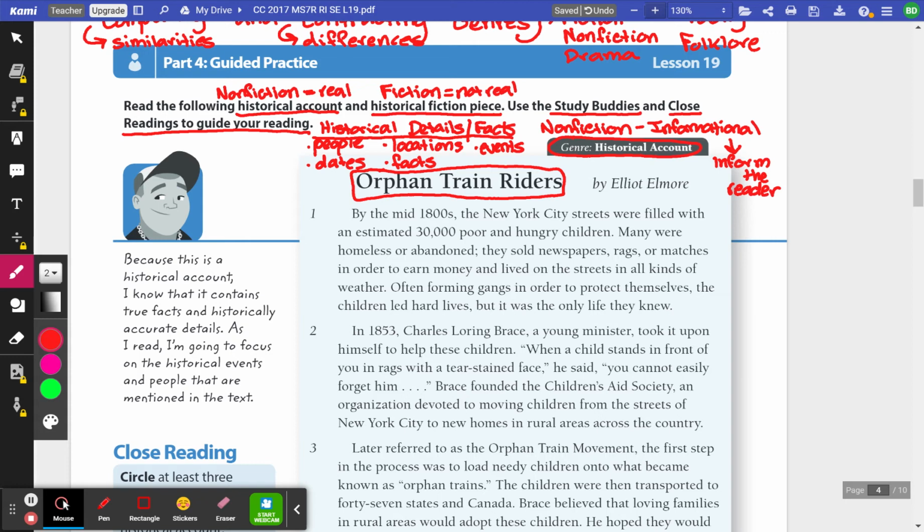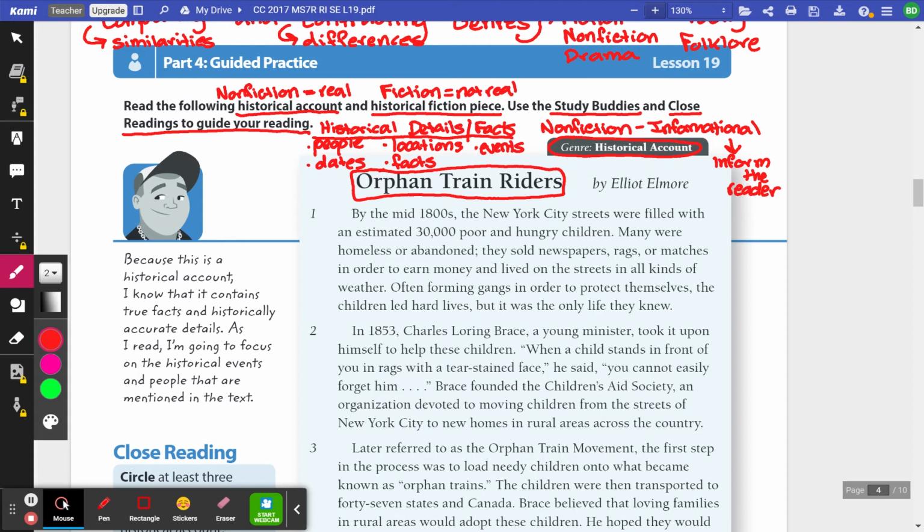They don't have a primary caregiver. They are orphaned, right? And so I know I've got orphan train riders. So just based off the title alone, maybe these orphans are going to be riding a train. I'm not entirely sure. So if you don't know anything about orphan train riders, you can already make assumptions just based on the title of this passage.